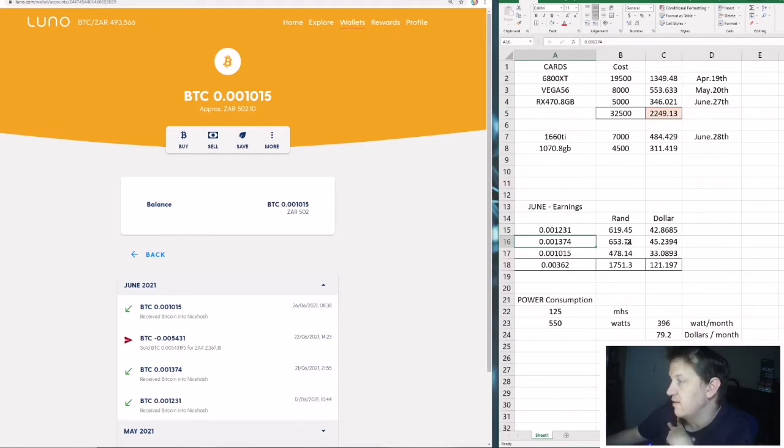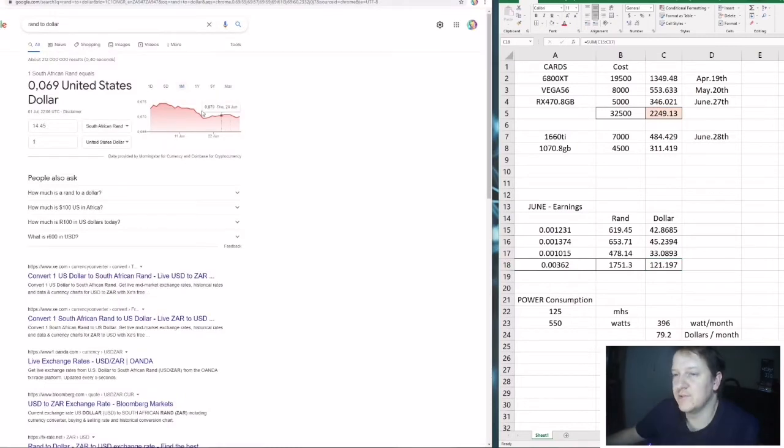Then there was another amount on the 21st of the 6th here, 653 rand cost value, and that was $45. Then I had another payout on the 26th, and that was 478 rand, which is $33, and the total is $121 from what I've made so far. In rand value, that's 1,751.